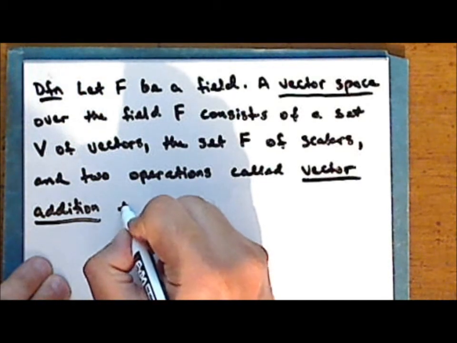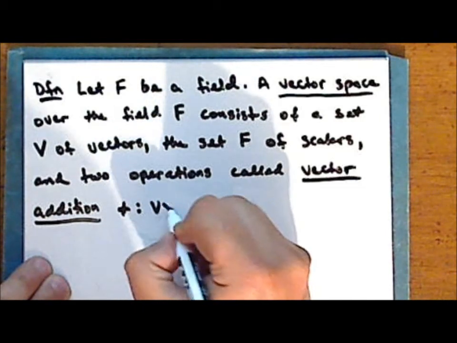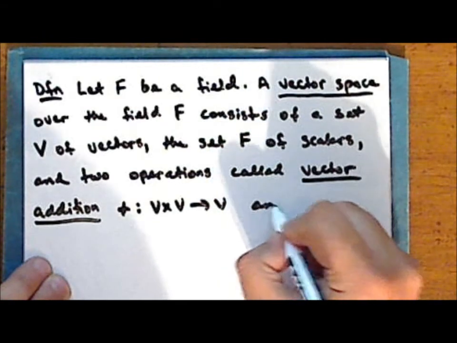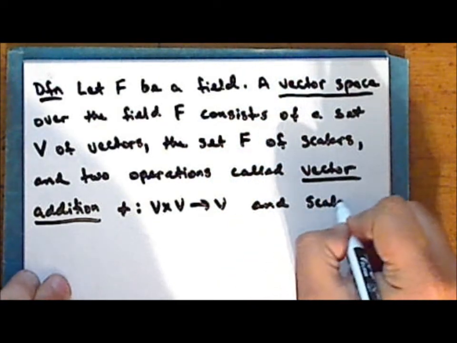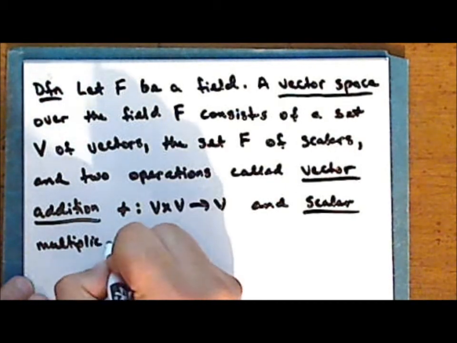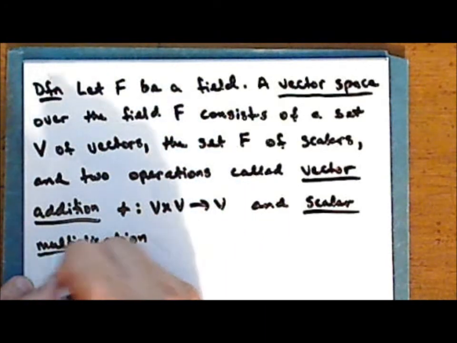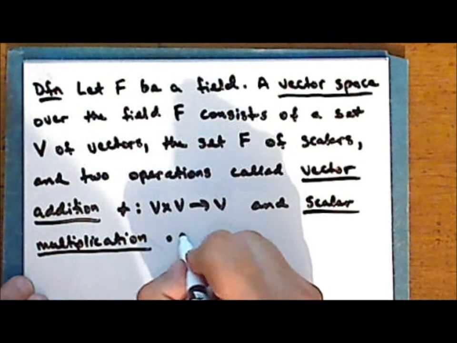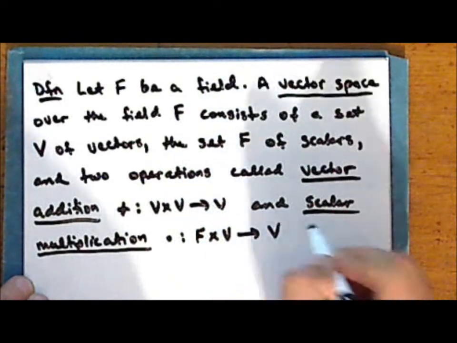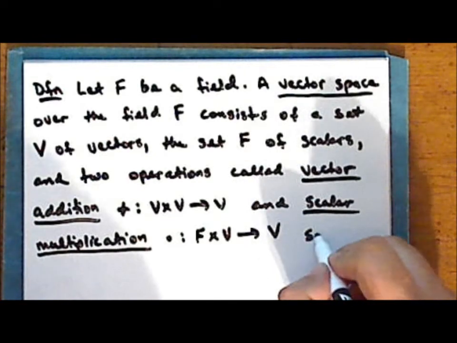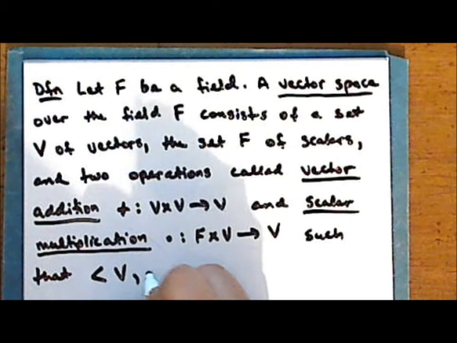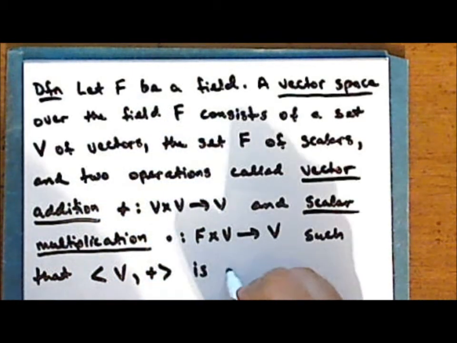Now, vector addition is a binary operation on the set of vectors that takes ordered pairs of vectors and returns a vector. And the second operation is called scalar multiplication. And this is an operation that takes a scalar and a vector and returns a vector, such that the set V of vectors under addition is an abelian group.